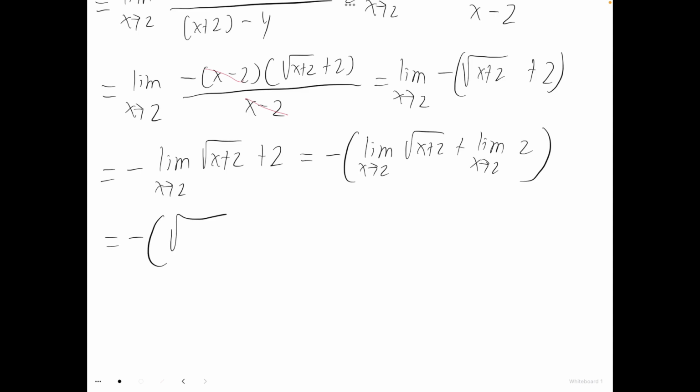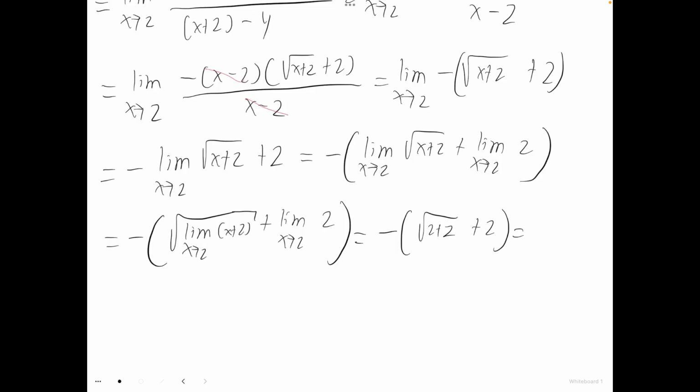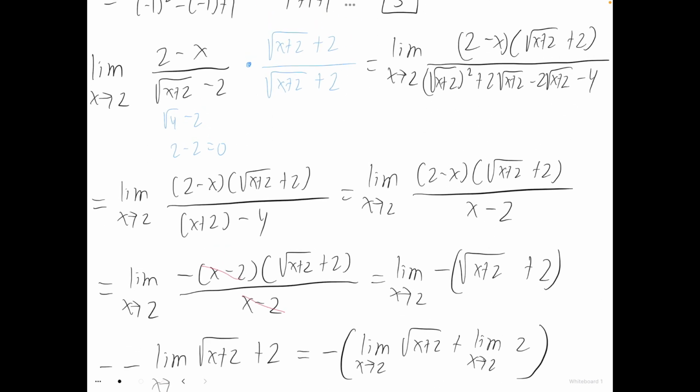which equals the negative of the square root of the limit as x goes to 2 of x plus 2 plus the limit as x goes to 2 of 2. Now I can just plug things in, so I have negative the square root of 2 plus 2 plus 2. So I have negative square root of 4 plus 2. Now the square root of 4 is 2, so I get negative 2 plus 2, which is negative 4. So the limit that we were computing was equal to negative 4.